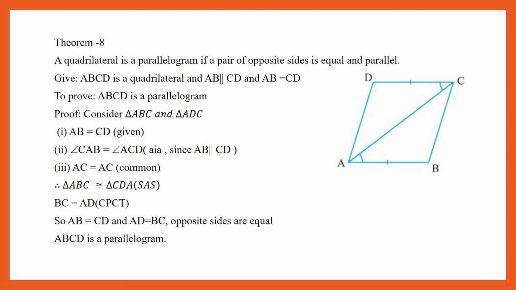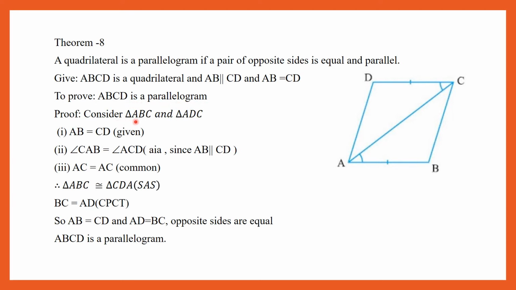In theorem 8, we are going to prove a special condition for a quadrilateral to be a parallelogram. A quadrilateral is a parallelogram if a pair of opposite sides is equal and parallel. Here ABCD is a quadrilateral and we are given opposite sides are equal and parallel. That means AB is parallel to CD and AB is equal to CD. Then this quadrilateral will be a parallelogram. That means to prove ABCD is a parallelogram.